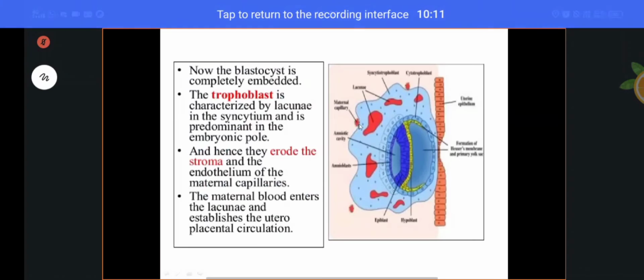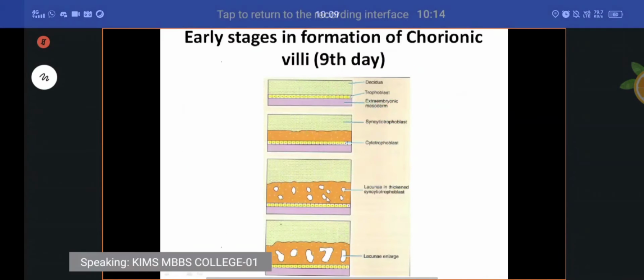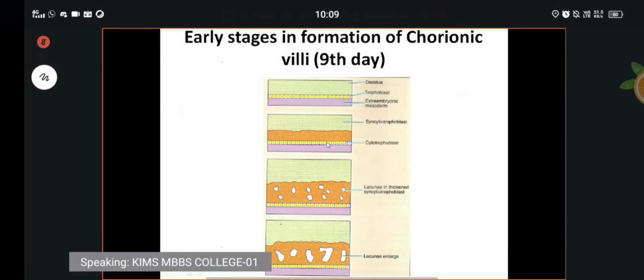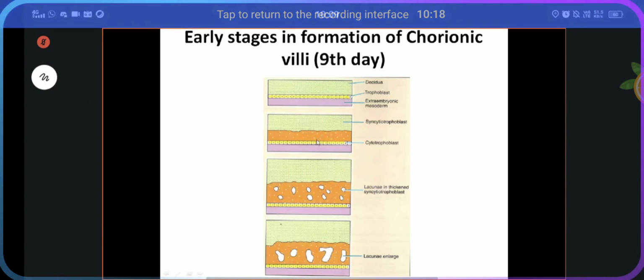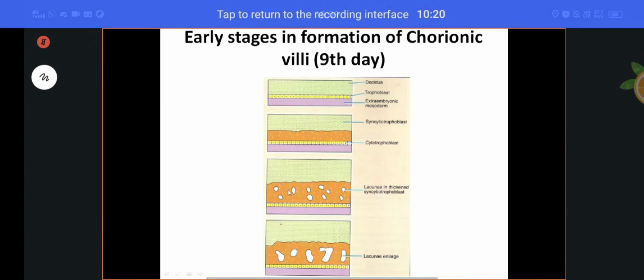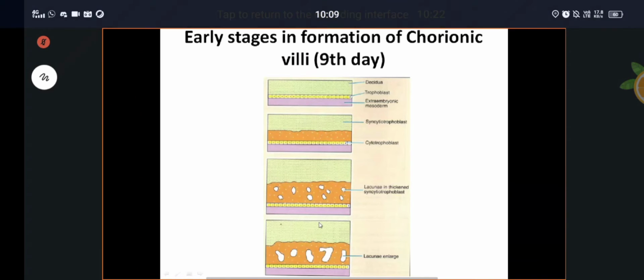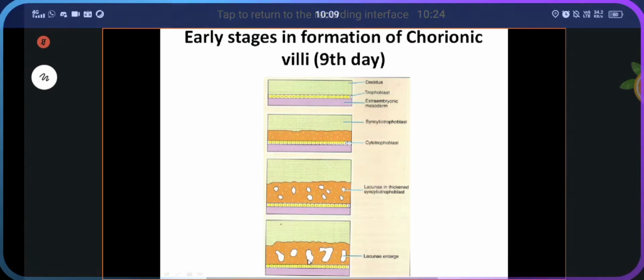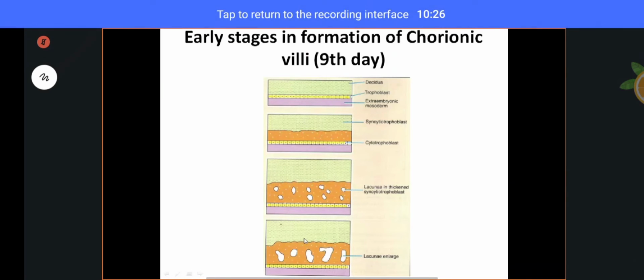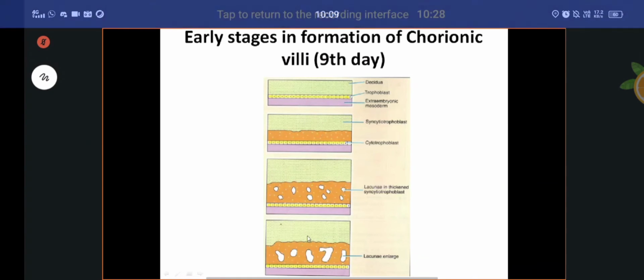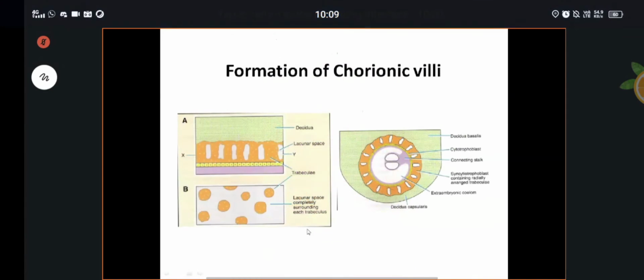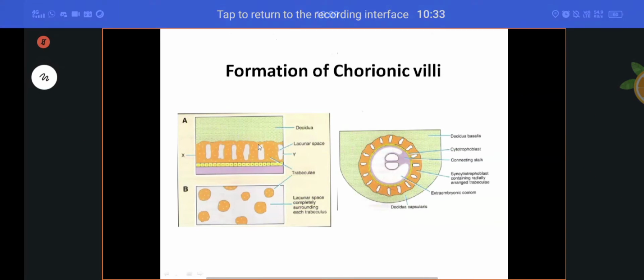So these lacunar spaces grow towards the decidua. Here in this diagram, you can see the cytotrophoblast, syncytiotrophoblast, and the lacunar spaces which are seen over here, united into some bigger lacunar spaces. And these lacunar spaces go towards the decidua. They invade the decidua.